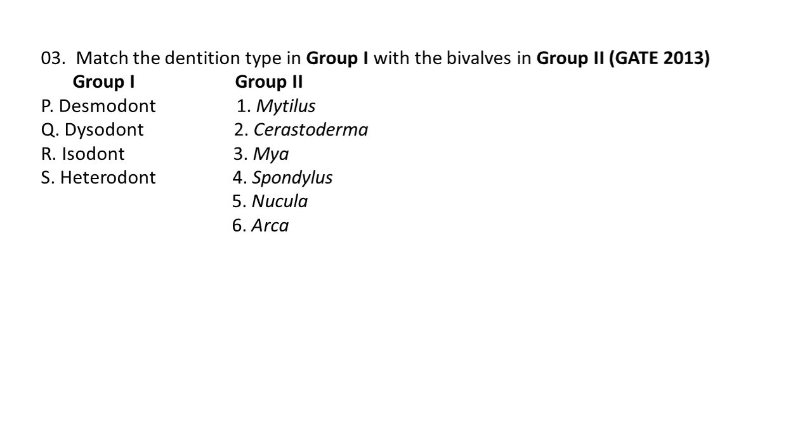Out of these, the correct option is that desmodont type of dentition is seen in the Mya bivalve, dysodont condition is seen in Mytilus, isodont condition is seen in Spondylus, and heterodont condition is seen in Cerastoderma. So this is the correct option.